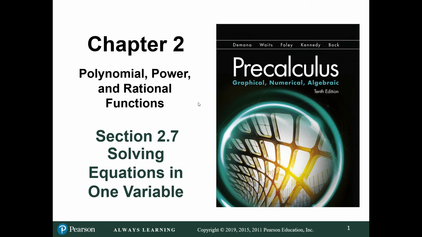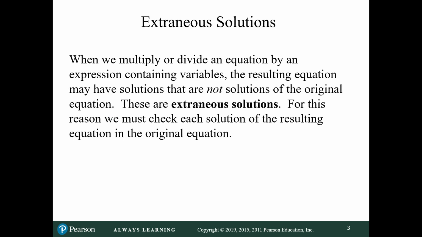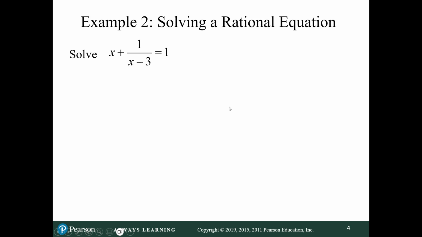So, solving equations in one variable, rational equations. If you have a variable in the denominator and you're multiplying each side by variables to get rid of the variable in the denominator, then you're going to make extra solutions. Extra solutions in math are called extraneous solutions. So we have to check our answers for extraneous solutions.